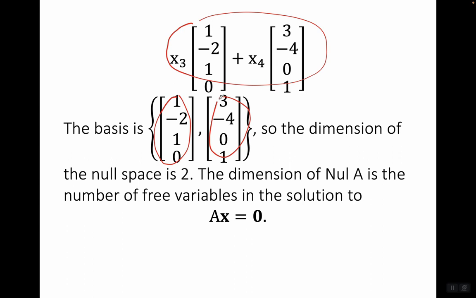So the dimension of the null space is 2. The dimension of the null space is the number of free variables in the solution to AX equals 0. That's another way to look at it. We have two free variables, x3 and x4.